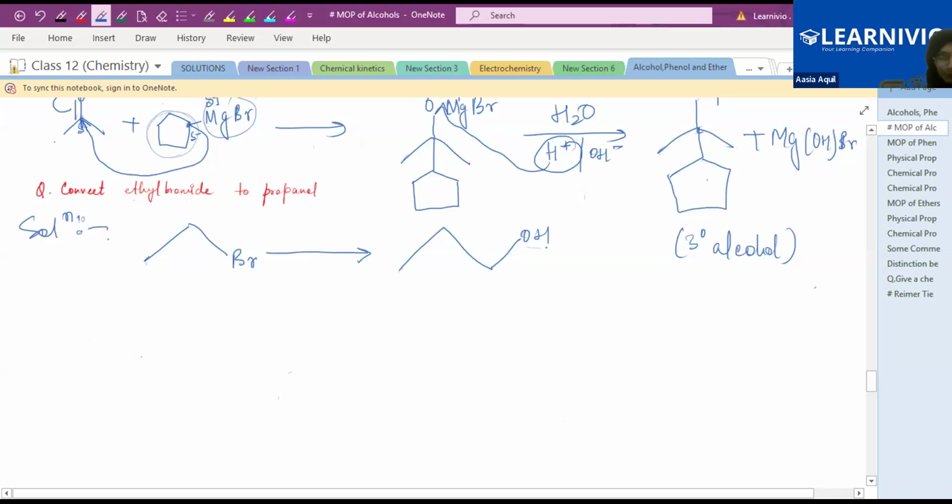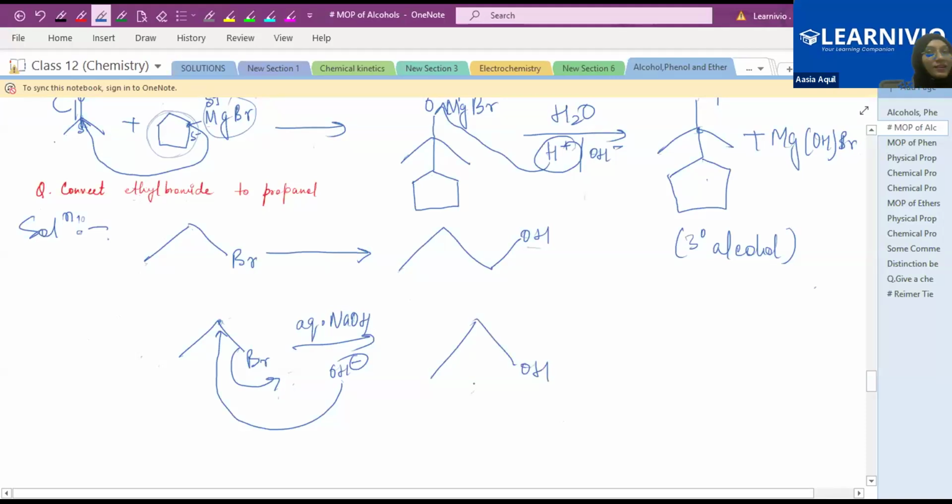Now, what can we do? For example, if this is ethyl bromide and you do an SN2 type of mechanism, a nucleophilic substitution reaction, suppose we just add aqueous sodium hydroxide. This aqueous sodium hydroxide will give you OH minus ion. This OH minus is a nucleophile, right? So it will act as a nucleophile. This bromine is a good leaving group, right? So this OH will attack this carbon, and this bromine group will leave. You will get 1, 2, and this OH.